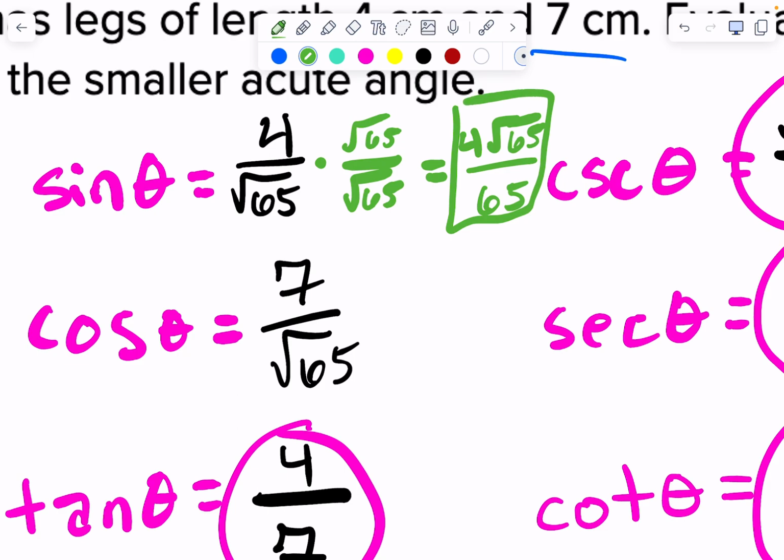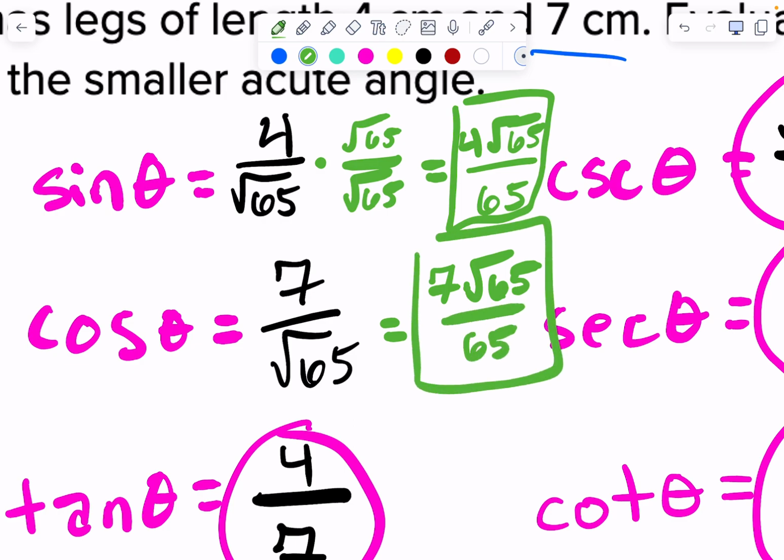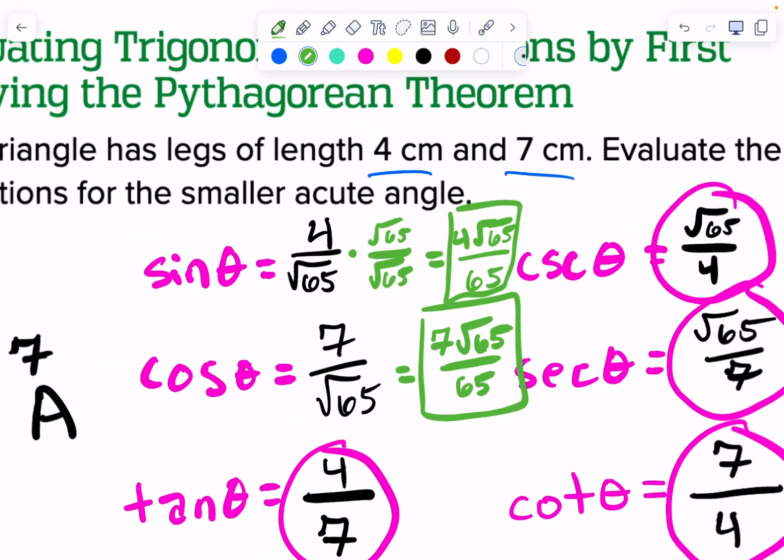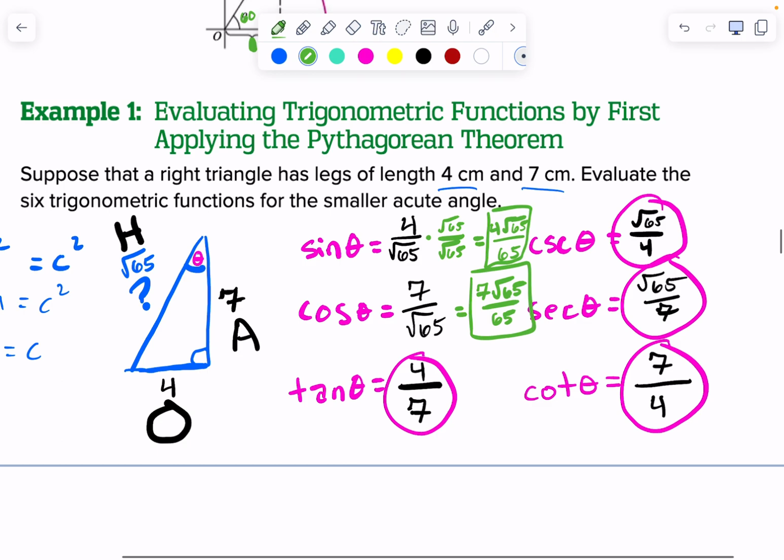Okay, this one you can do in your head, maybe. It's the same thing. 7 square roots of 65 over 65. Can you do those in your head this time? This guy moves up and he stays the same. That's kind of like the pattern when you're rationalizing, yeah? Okay, good. There is that guy.